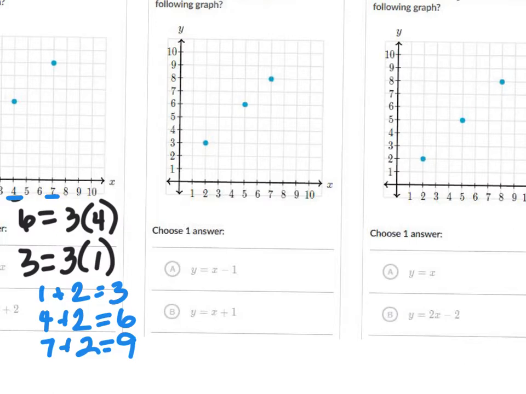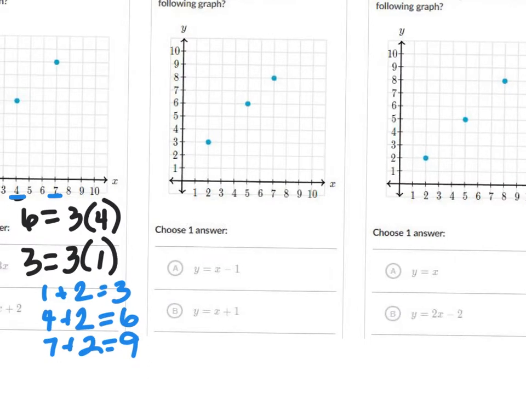Okay, so on this second example, we either have that we're subtracting 1 from each x coordinate or we're adding 1 to each coordinate. So start with your x. Okay, so here our x coordinate is 2. If I subtract 1, I should have an output or a y coordinate of 1. Well, I don't. I have a 3. So I already know this one's not going to work.